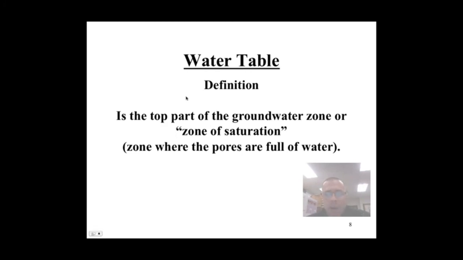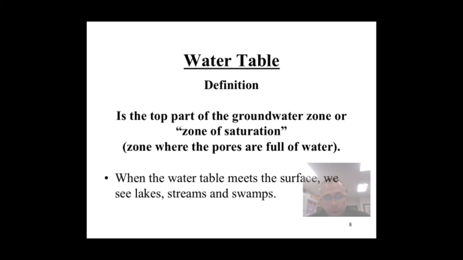So the water table definition is the top part of the groundwater zone, or zone of saturation. Remember, I talked about this. This is where all the little pores between the particles underground are full of water. When the water table meets the surface of the land, those are lakes, streams, swamps.